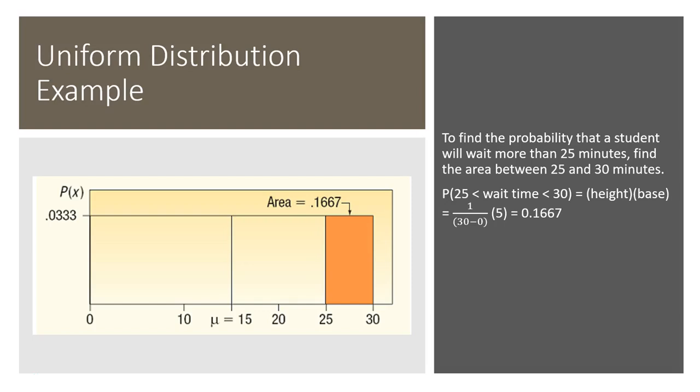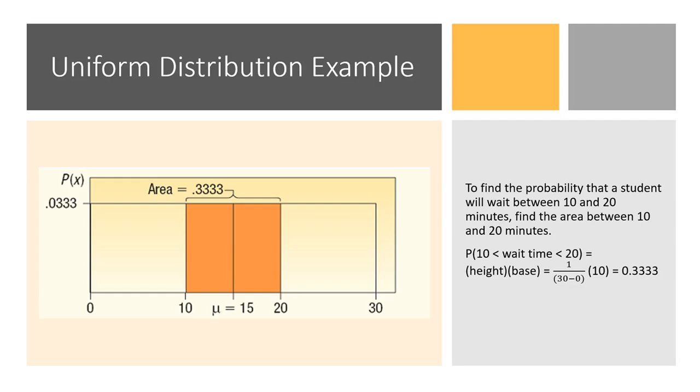So if we wanted to find the probability of various wait times, we can still use that formula where P of X is 1 over B minus A, and then multiply it by how wide of an area we have. Okay, so here the question wants to know, what's the probability that we're going to wait between 25 and 30 minutes? So our height is still 1 over 30, and now we're looking at a width of 5. So that means that it has a probability of 0.1667 of waiting for 5 minutes while waiting for the bus.